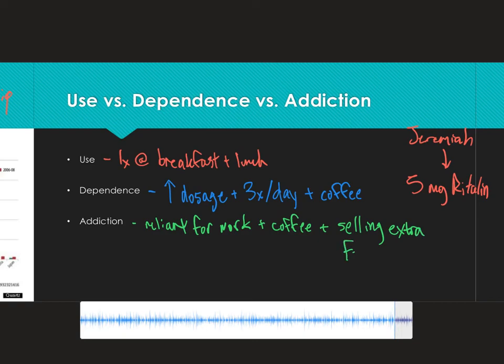Since Jeremiah goes through his medication too quickly, he begins selling some of his last couple Ritalin pills in order to purchase small amounts of cocaine to get him going on days which he is waiting for his next prescription.